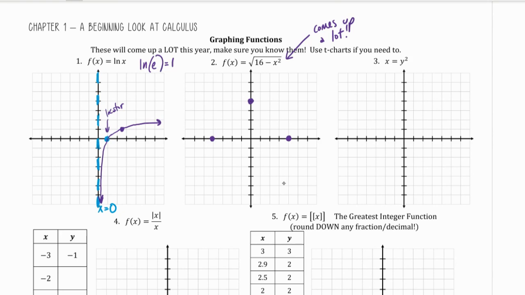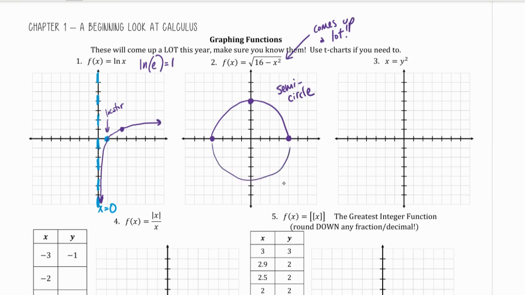And then I can't plug in any numbers greater than 4 because then I'd be taking the square root of a negative. That's not allowed. I can't plug in anything less than negative 4. So I can only plug in numbers from negative 4 to 4 anyway. And what this ends up looking like is a semicircle. And it is only a semicircle. We're not going to graph down here.